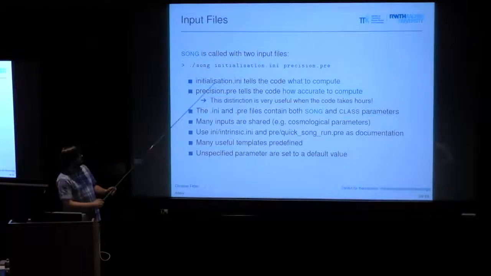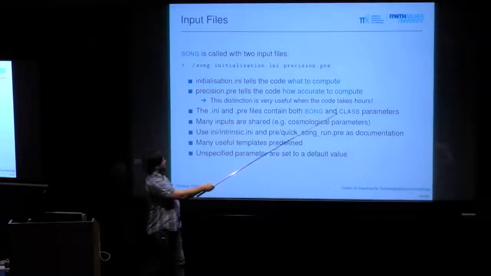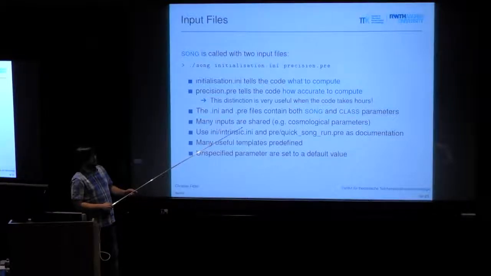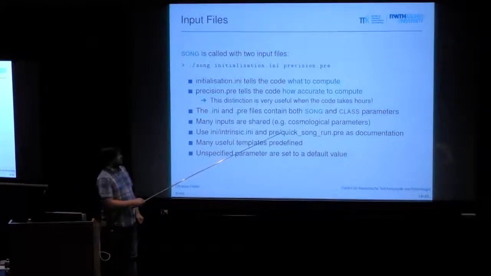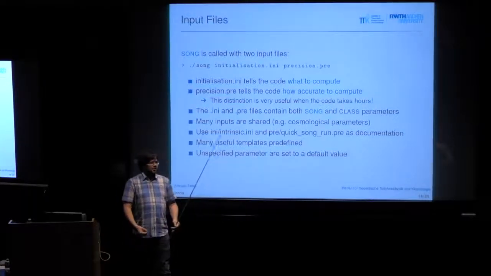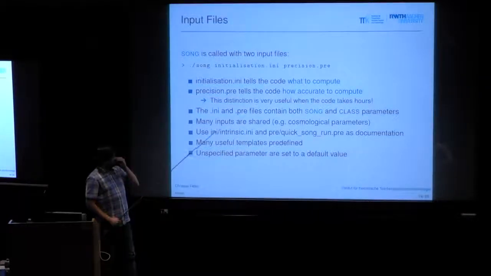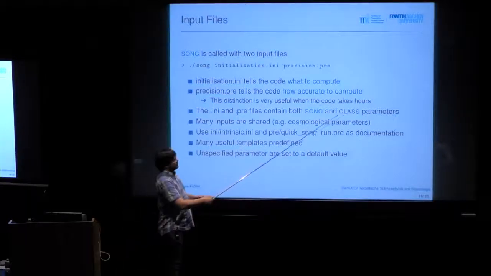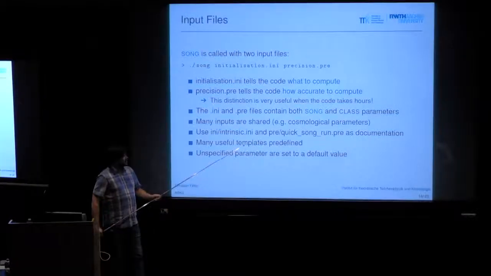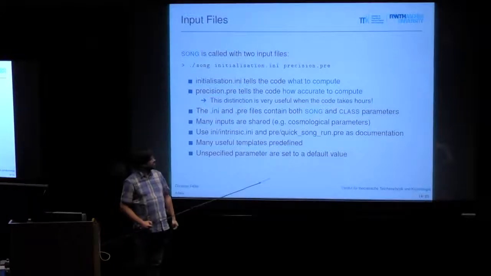Okay, then these files, the initialization and precision file, contain both song and class input parameters. And some of them are actually shared between both codes. So for example, the cosmological parameters. You don't need to specify cosmological parameters once for class and once for song. Of course, both of them will use the same cosmological parameters, so you just put them once. And then there are some parameters which will only be read by class. So for example, class precision parameters, how many points in k you want to sample. And then there are some parameters which will only be read by song, which would be the second-order sampling precision parameters.